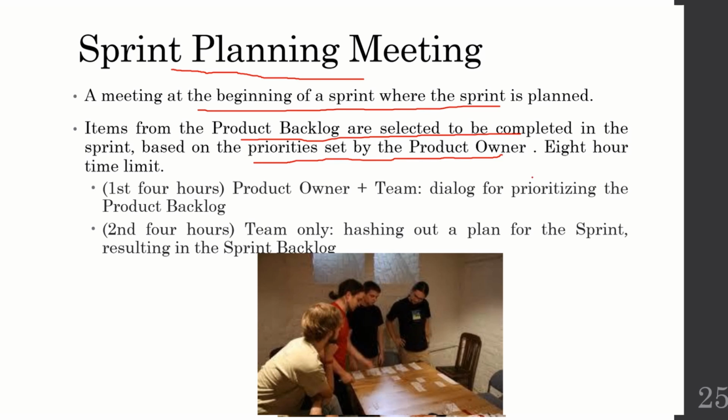And this meeting will last for 8 hours, in which the first 4 hours is a negotiation between the product owner and the team members. That is, it is a dialogue for prioritizing the product backlog. And the second 4 hours will be done among the team members only, and they are basically finding out the plan to complete the sprint, that is basically to finalize the sprint backlog.